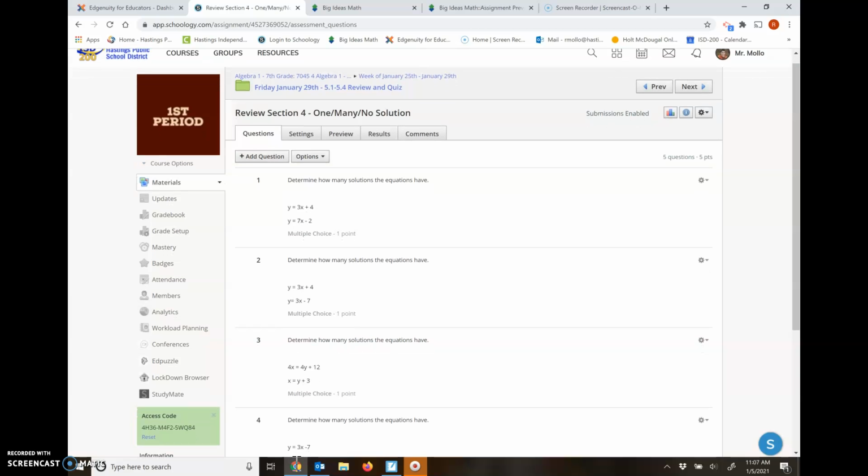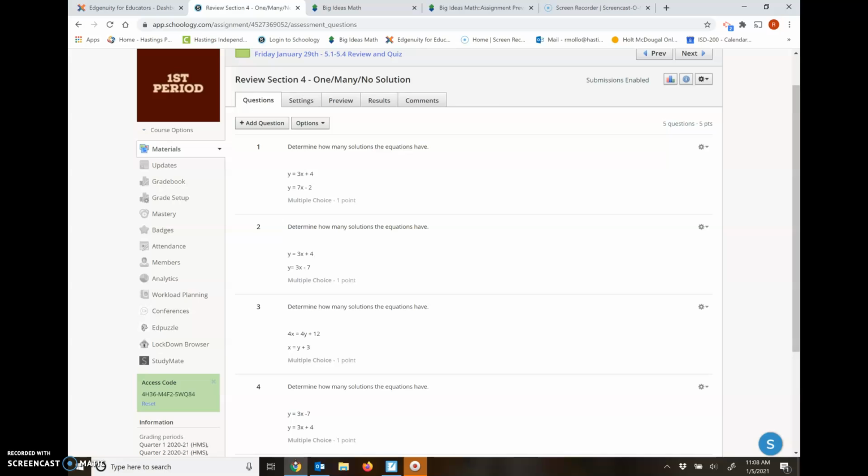Second question, y equals 3x plus 4 and y equals 3x minus 7. So both my y's are the same, they're 1y. Both my x's are the same, they're 3x, but my numbers are different. It's 4 and negative 7, so those aren't going to be the same. So same x's, same y's, different numbers. If you remember, that means it is a no solution.